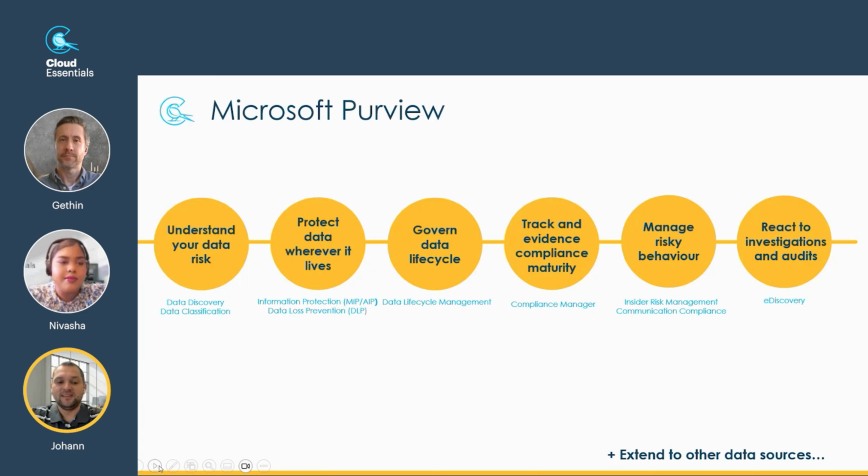Data loss prevention helps prevent the accidental or unintentional sharing of sensitive data by detecting and blocking unauthorized transfers. It applies policies across emails, SharePoint, OneDrive, Teams, and even endpoint devices to mitigate risks of data breaches.